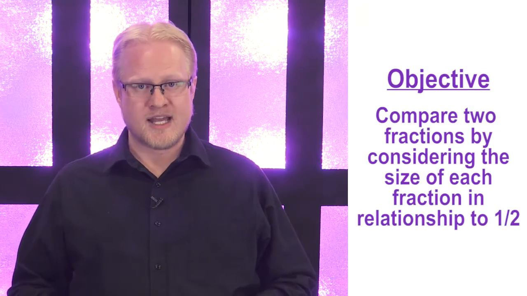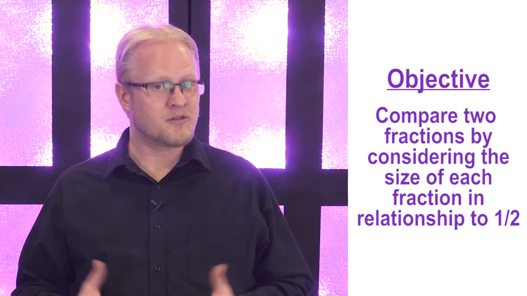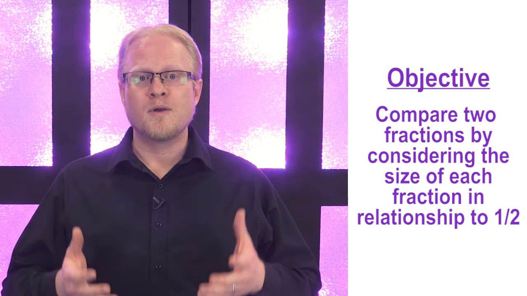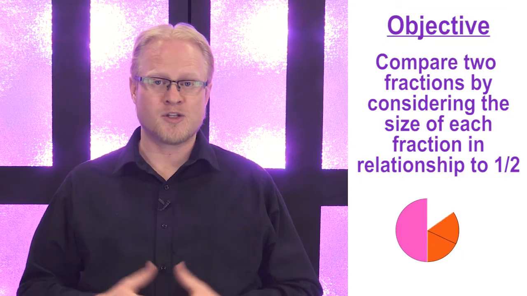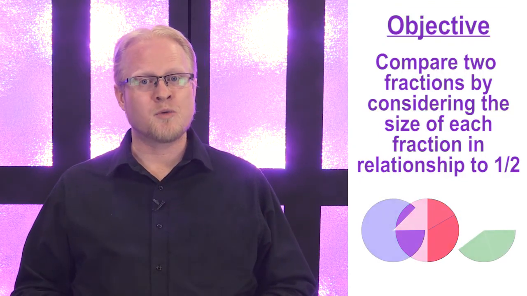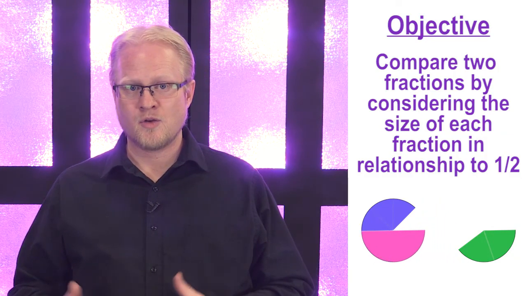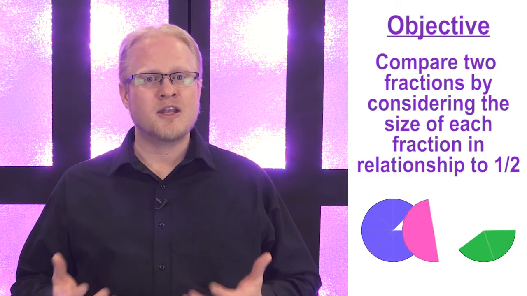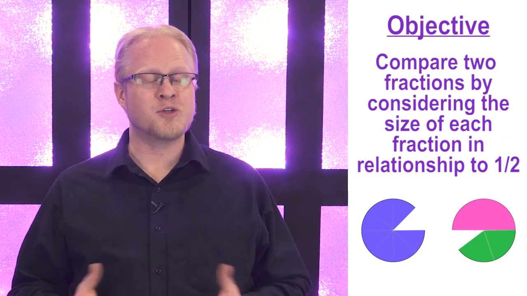The objective for this lesson was to compare two fractions by considering the size of each fraction in relationship to 1/2. We met this objective by discovering a shortcut to identifying fractions equivalent to 1/2, and then using 1/2 as a benchmark. We identified fractions greater than or less than 1/2, and used that comparison to draw a broader conclusion about the size relationship between two fractions.